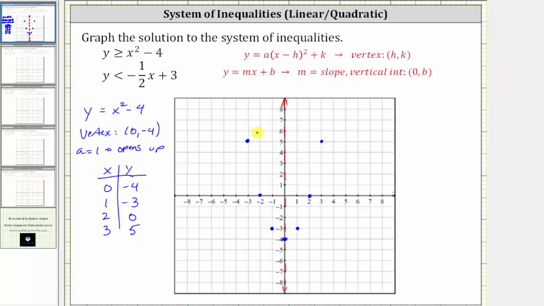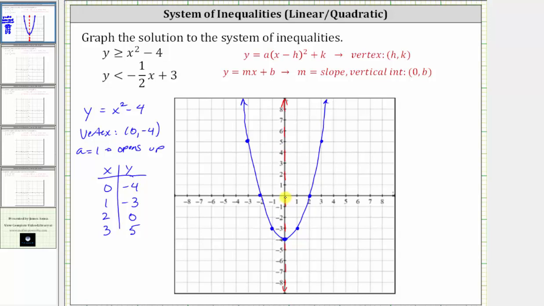And now we graph the parabola, and again it's a solid graph. And now we need to determine whether we shade inside the parabola or outside the parabola, or above the parabola or below the parabola. Because we have y is greater than or equal to x squared minus 4, we are going to shade above or inside the parabola, but let's select a test point to verify.